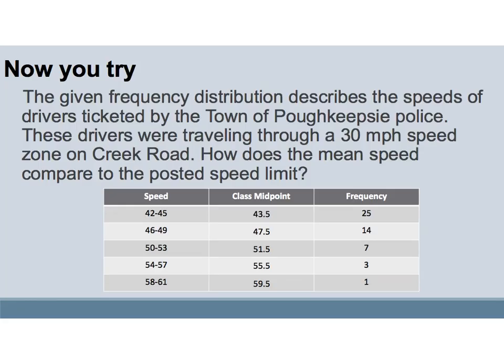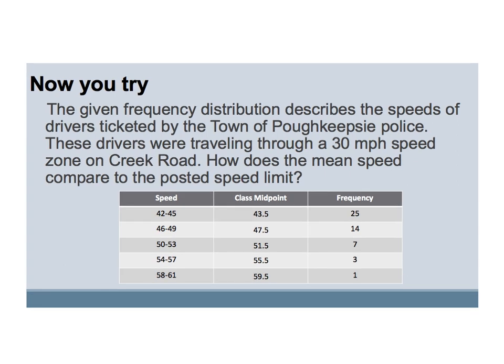So here's one for you to try. This is the speeds of drivers ticketed by the town of Poughkeepsie police. These drivers were traveling through a 30-mile-per-hour speed zone on Creek Road. How does the mean speed compare to the posted speed limit? So you had speeds, we had a frequency distribution here. We had that there were 25 people going between 42 and 45, 14 going between 46 and 49, 7 going between 50 and 53, 3 going between 54 and 57, and 1 that was going 58 to 61.